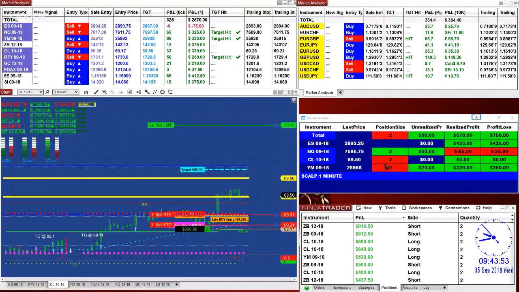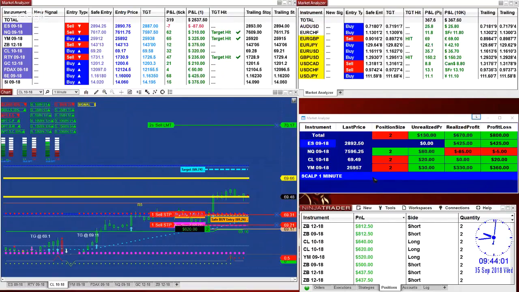Then we have a market analyzer here. The market analyzer, this one here, is based on the scalpers, and we are using 1 minute or 150 ticks. The 1 minute is conservative, and 150 ticks is a bit aggressive. Then we have the Ninja Trader 8 controller, and we can keep our eye on the trade for swing trading.